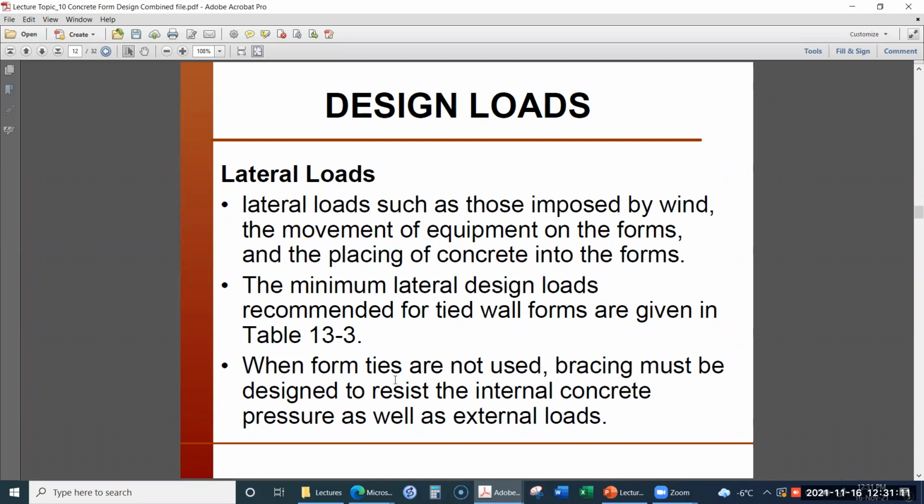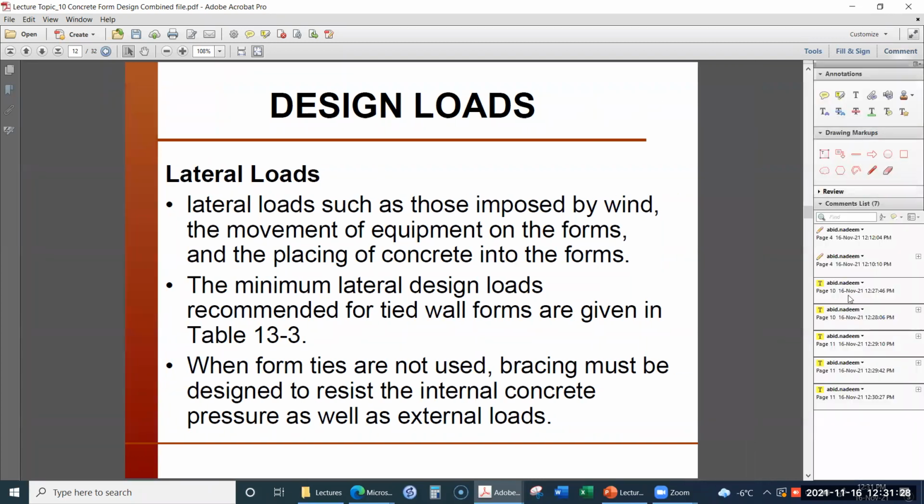Okay. And when the form ties are not used, bracing must be designed to resist the internal concrete pressure as well as internal loads. So when the wall ties are used, that means the walls are tied internally. For example, if these two are the forms, and these two forms are tied together by some lateral support internally, these are the ties. So when internal ties are used, then we can use the values given in table 13-3.